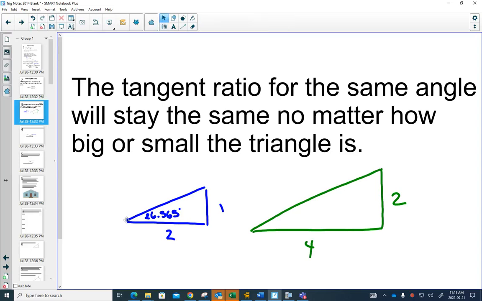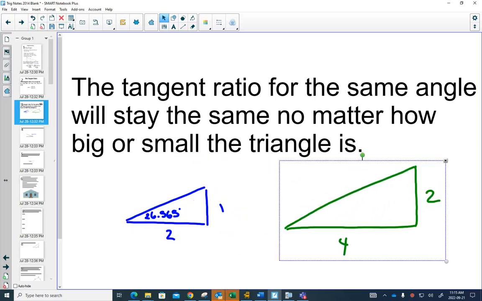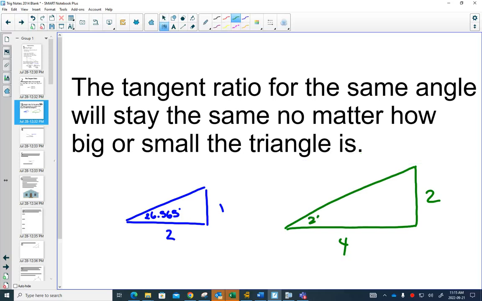Does it make sense that the angle doesn't change? If I drag it right on top, look at, wow, that's not what was supposed to happen. Basically, I mean, I drew it. There's going to be mistakes in drawing. But mathematically, this is also going to be 26.565 no matter how big or how small I have it.